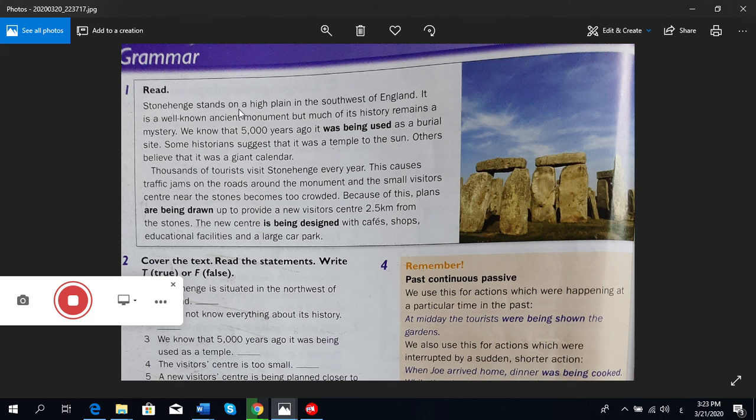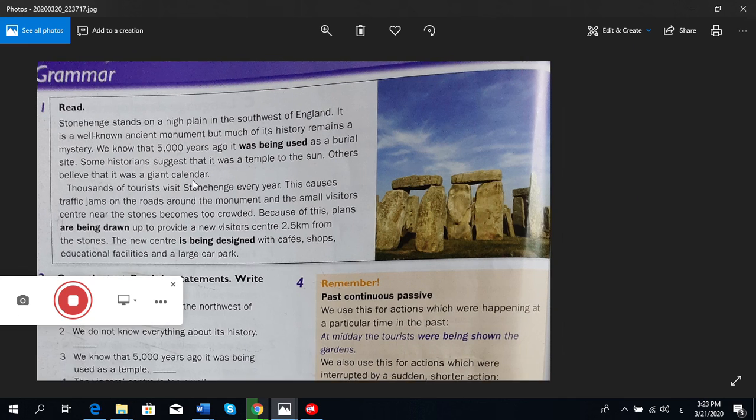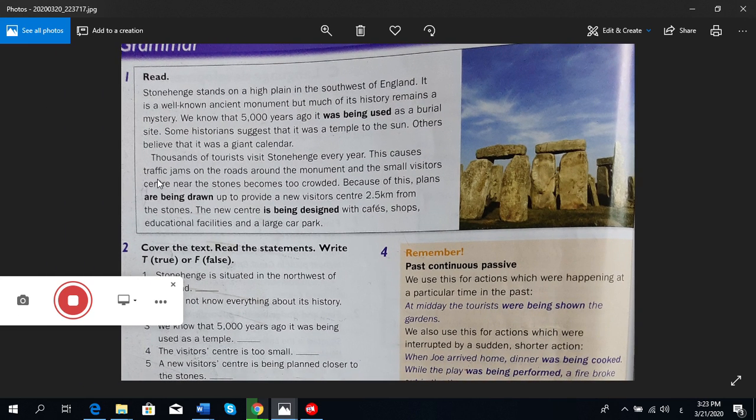Stonehenge stands on a high plain in the southwest of England. It is a well-known ancient monument, but much of its history remains a mystery. We know that 5,000 years ago it was being used as a burial site. I explained that before. Some historians suggest that it was a temple to the sun. Others believe that it was a giant calendar. This is what they thought.